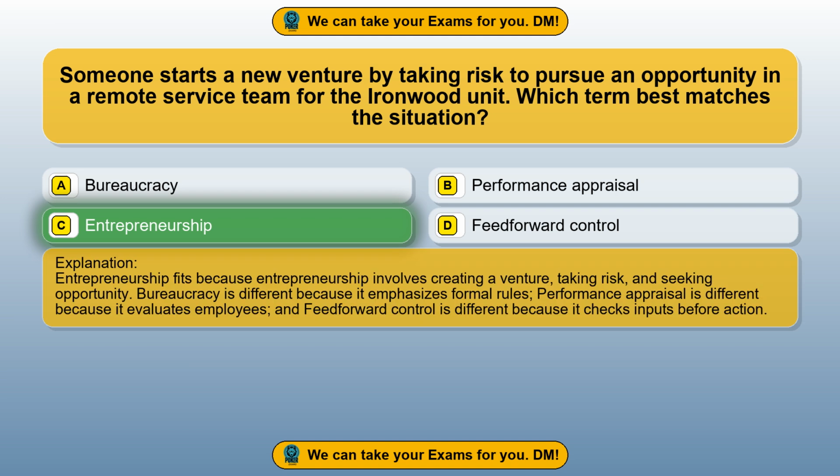Entrepreneurship fits because entrepreneurship involves creating a venture, taking risk, and seeking opportunity. Bureaucracy is different because it emphasizes formal rules. Performance appraisal is different because it evaluates employees, and feed-forward control is different because it checks inputs before action.